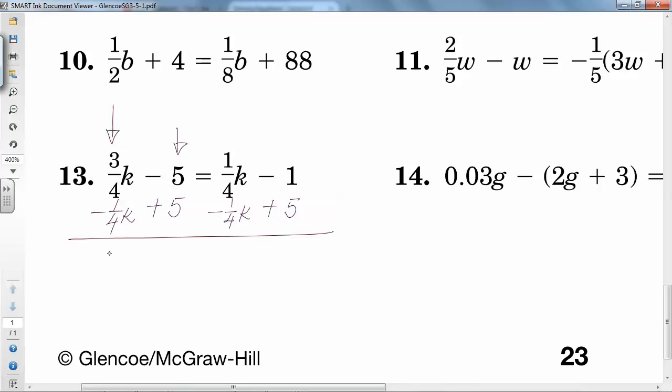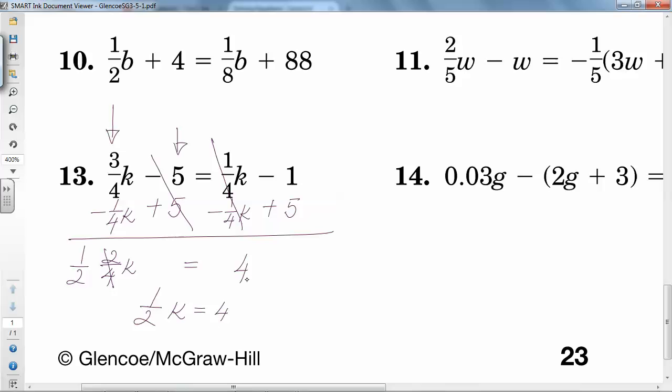And now you go column by column. 3/4 k minus 1/4 k will leave you with 2/4 k, and we know that that's 1/2. We're gonna get back to it in a second. Negative 5 plus 5 is 0 equals 1/4 k minus 1/4 k would be nothing. Negative 1 plus 5 would be 4. Now, this 2/4 is actually 1/2, we can write it as 1/2. Now your equation is 1/2 k equals 4.